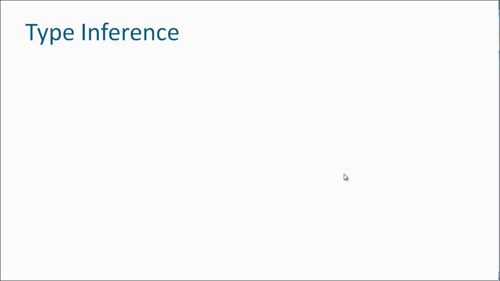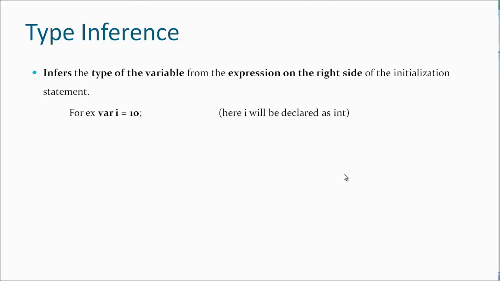Let us see one more new feature, type inferencing. Type inferencing can be done using the var keyword. The var keyword instructs the compiler to infer the type of the variable from the right hand side value or expression. For example, if you assign a value, say 10, to var i, then it will infer type integer for i and will declare i as an integer.